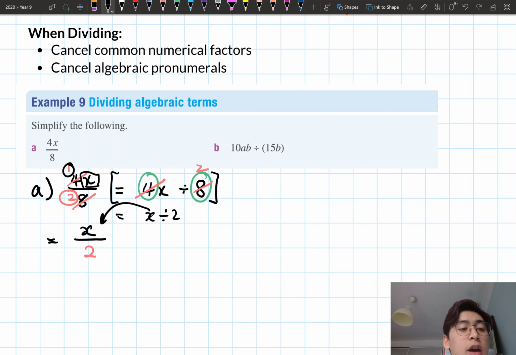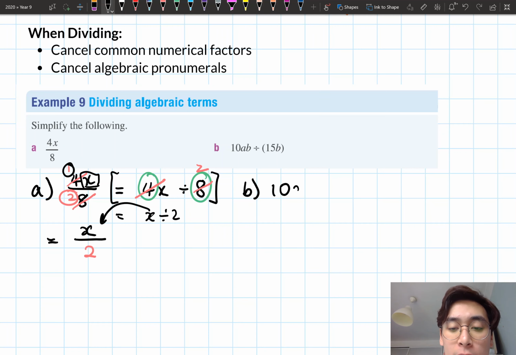So here, for this first example, I cancelled out the common numerical factors. I looked at the numbers. I found numbers that go into both 4 and 8. We're looking for a factor that goes into both 4 and 8. 4 happens to go into both 4 and also 8. So we cancel it out and write what's left over. Okay, so that's that first example.